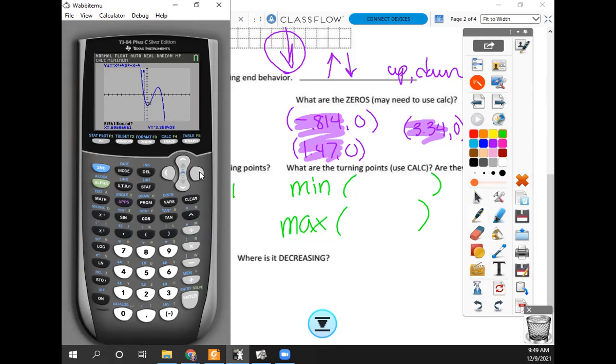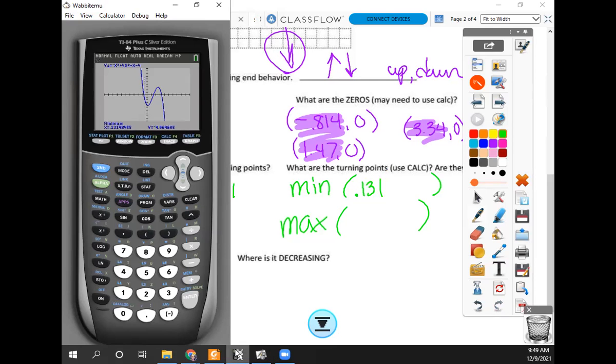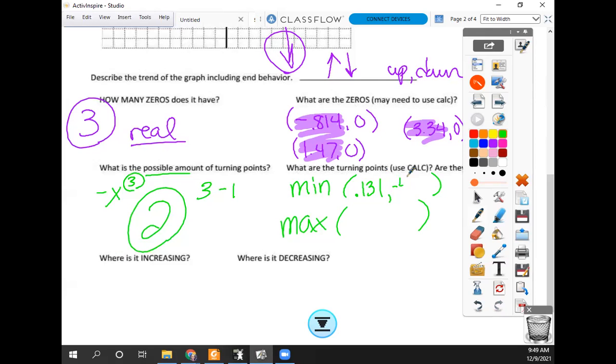Now cross over the dip and go to the right of it. Right there. Does everybody see I crossed over? So I went down the dip and I'm on my way back up. Hit enter twice. You don't need to take a guess. Your calculator can do it. 0.131, negative 4.06. I'll pause the recording and make sure everybody can get that.